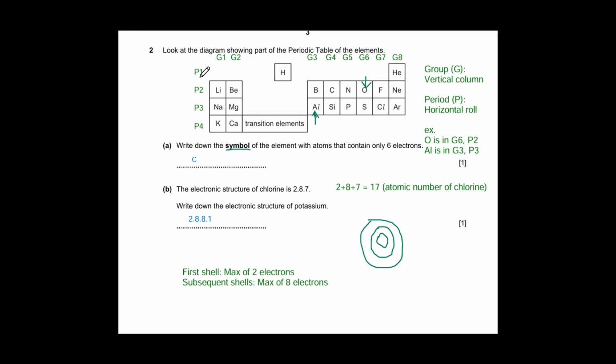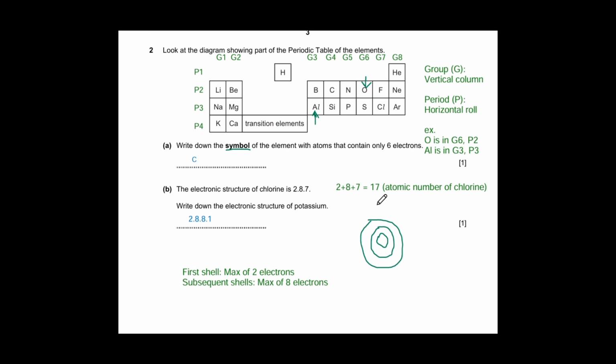So the question next to us is we should find the electronic structure of potassium. First of all, you need to know the position of potassium. If you can't use the table correctly, if you don't know how to navigate your way using this table, you can as well use the periodic table attached at the end of this question. So potassium is the 19th element. So you need to arrange the electrons correctly.